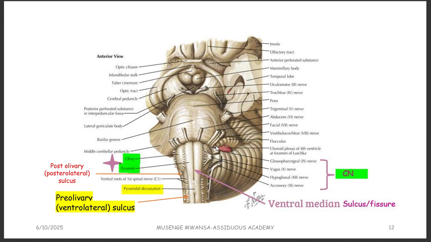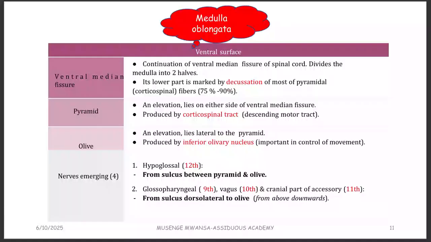And you can see cranial nerve number 9 is on top, and then cranial nerve number 10 is going to be down, and then cranial nerve number 11 is the one that is very, very much down. So please take note of where these ones come from. So this is the ventral surface of the medulla oblongata.